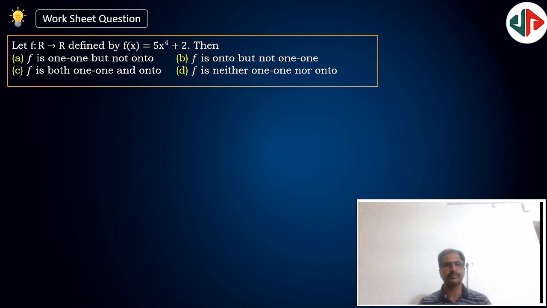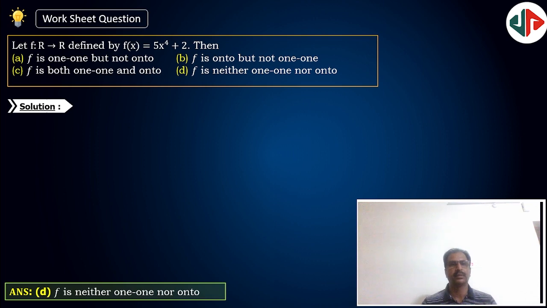Next question. f of x is equal to 5x power 4 plus 2 given. And we have to check whether the function is 1-1 or not. Domain is given as R. f maps R to R is given. Domain is all real values. x can be taken as any value. I am taking f of minus 1.